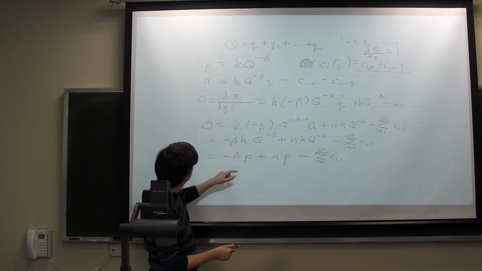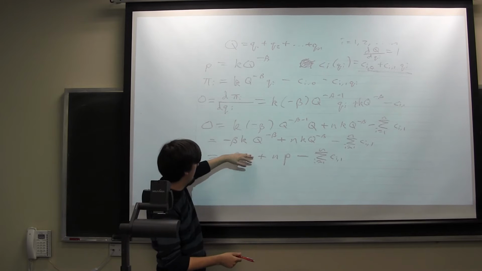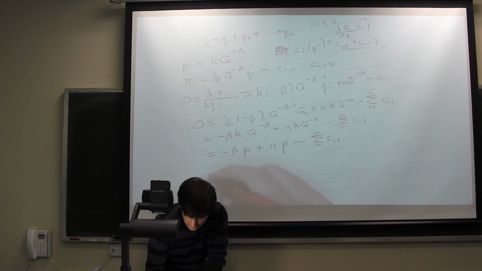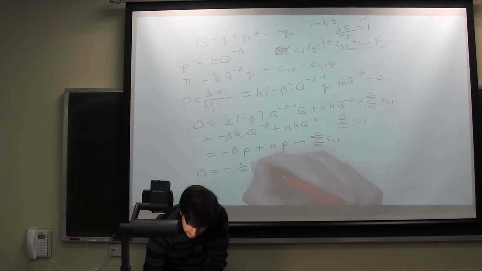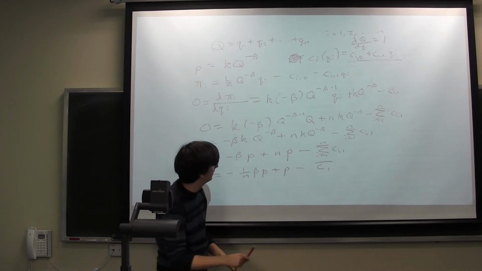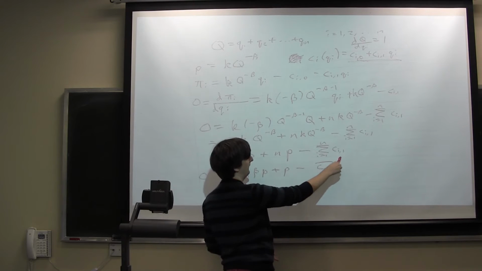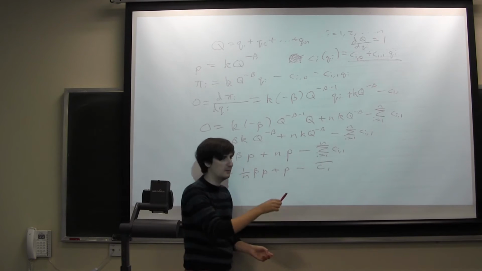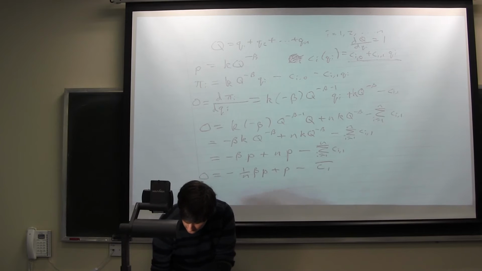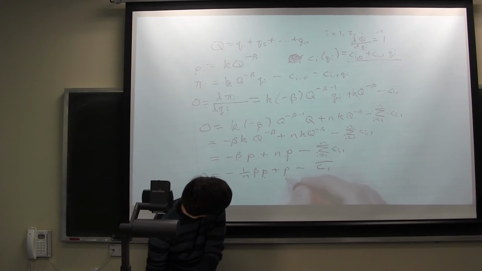So then we've added things together, we've done some simplification, now let's divide everywhere by n. So when we divide through by n, we're going to get zero is minus 1 over n beta p plus p minus average marginal cost, c1 bar. Okay, so c1 bar is just defined as this thing divided by n. So now we can rearrange. We've got a p here, we've got a p there.